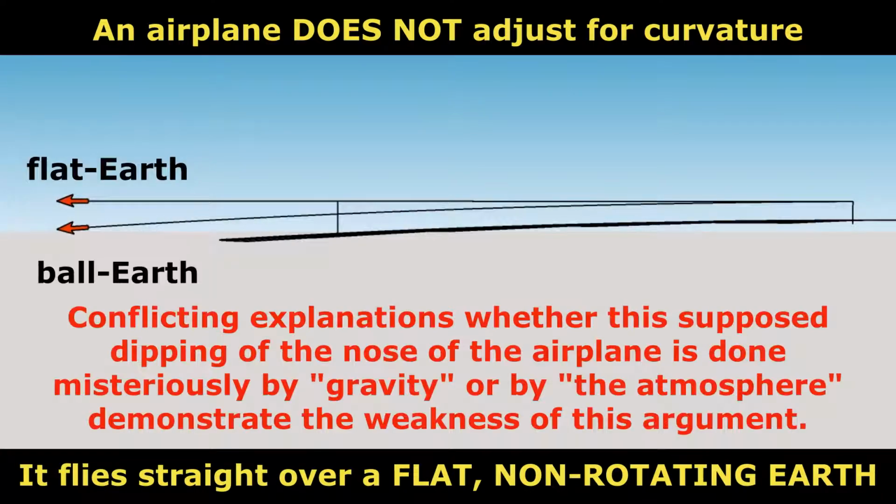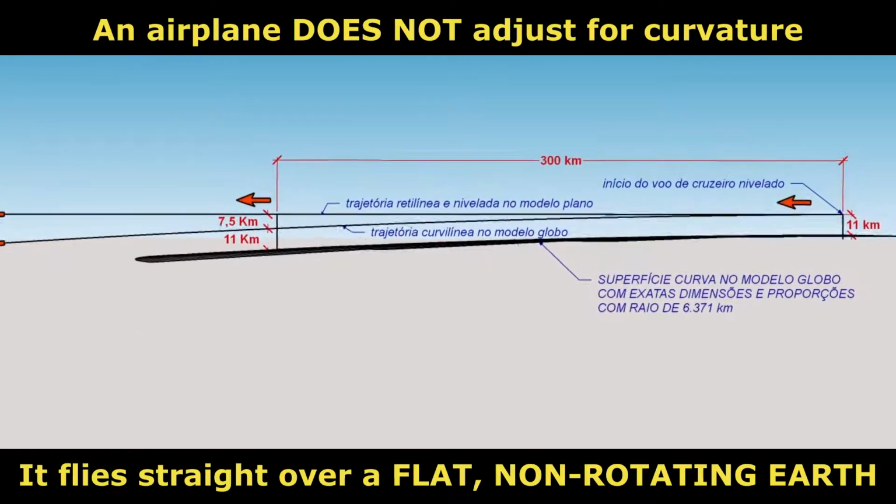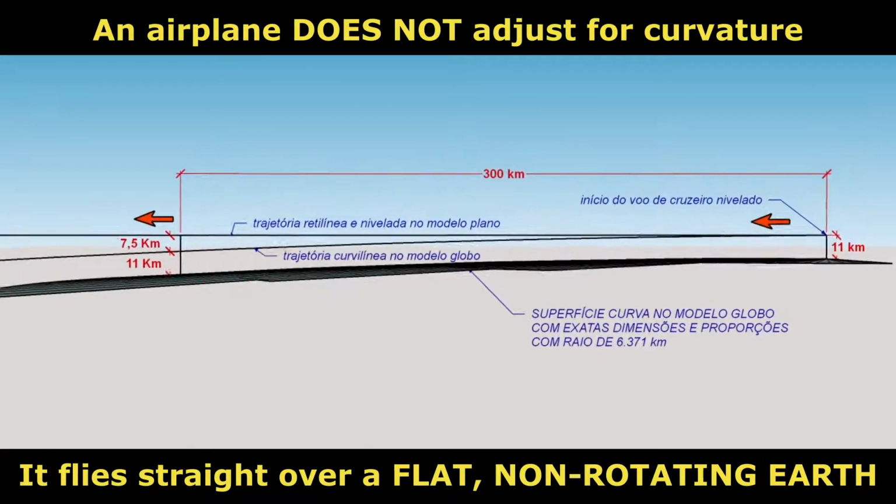Here you have two lines, one according to the flat Earth, flying straight and level, and the other one tilting down its nose according to the ball Earth. Conflicting explanations whether this supposed dipping of the nose of the airplane is done mysteriously by gravity or by the atmosphere demonstrated the weakness of this argument. So let's examine here some two examples, one on the flat Earth and one on the globe Earth.